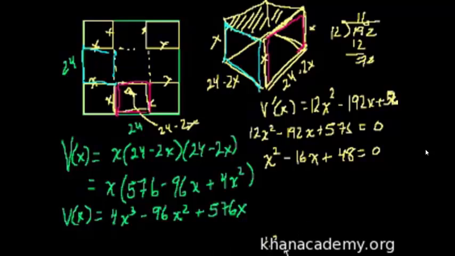So let me make sure 12 goes into 576. 12 goes into 576, what, 48 times. I shouldn't have had to do that. But I've been making so many careless mistakes.